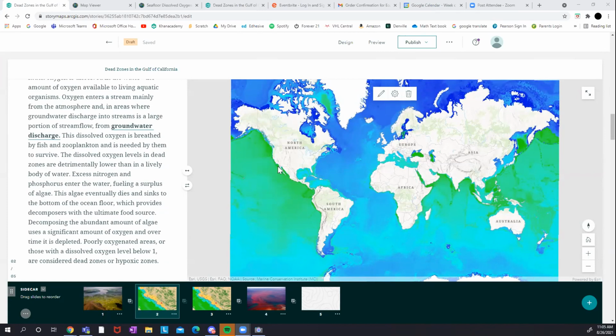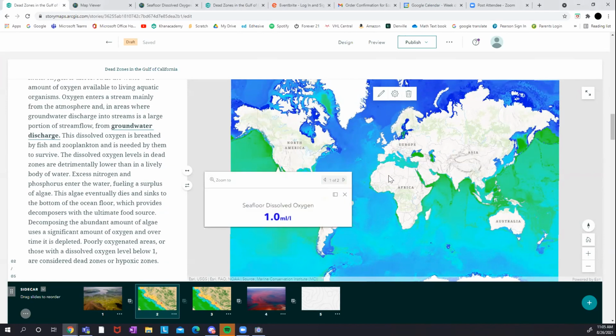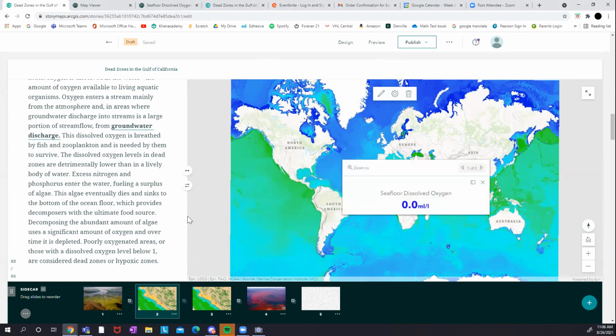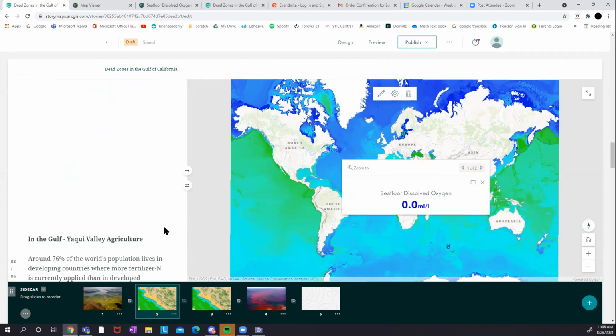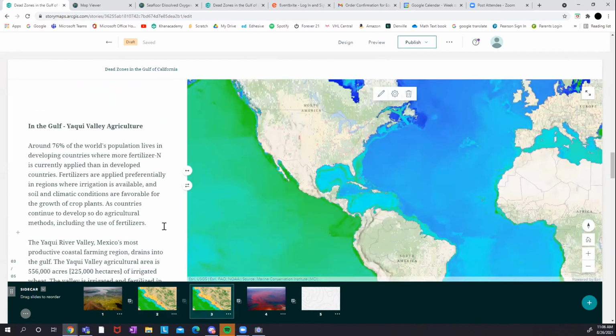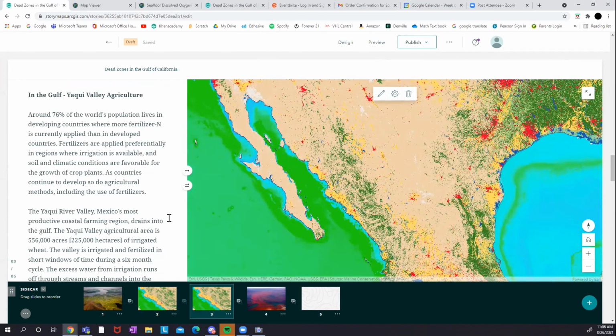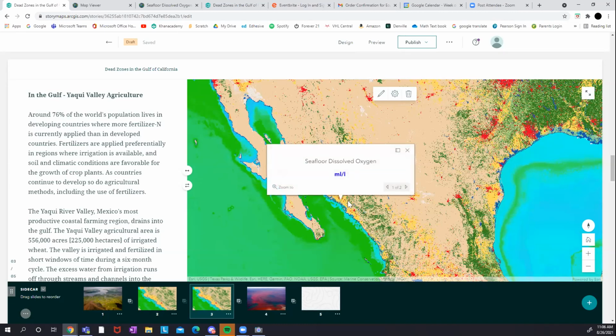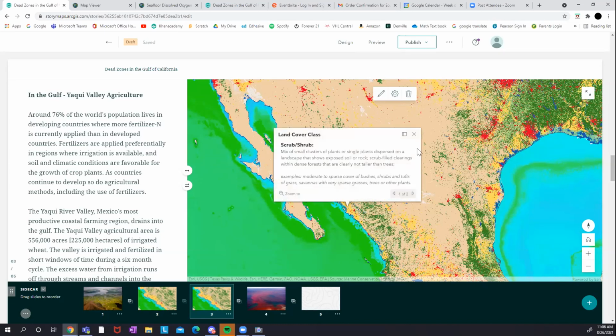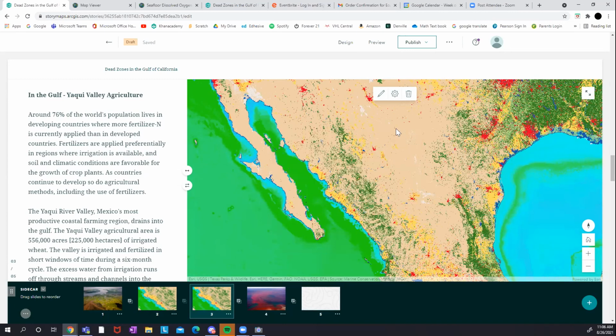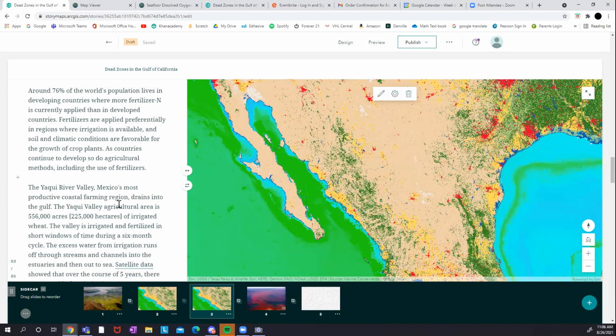So clicking through these, the dark green areas are usually below 1 or at 1. And then I went specifically into my area, which was the Gulf of California. And I connected it to my second layer, which had the land cover of Mexico. And if you look here, the yellow regions are cropland, and specifically that would be agriculture land.